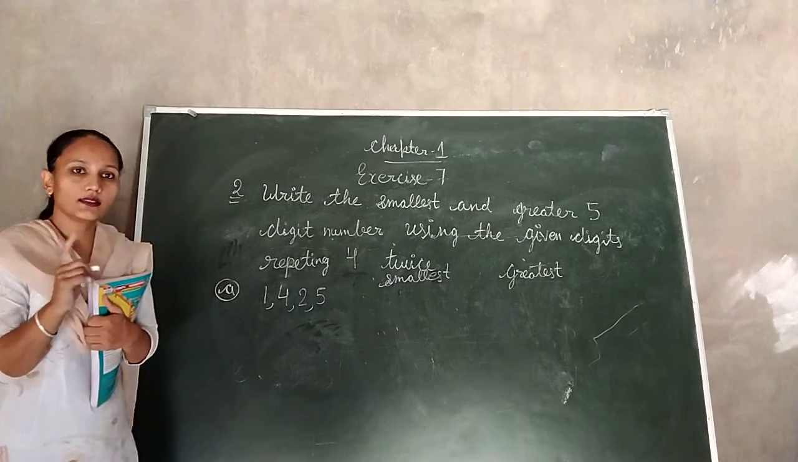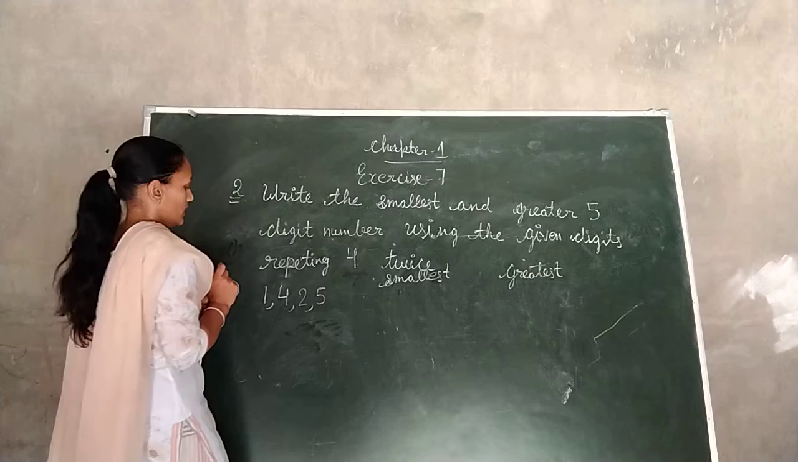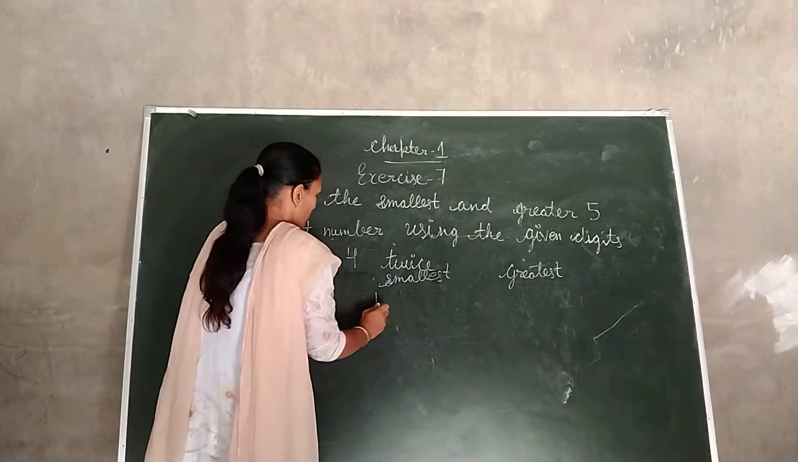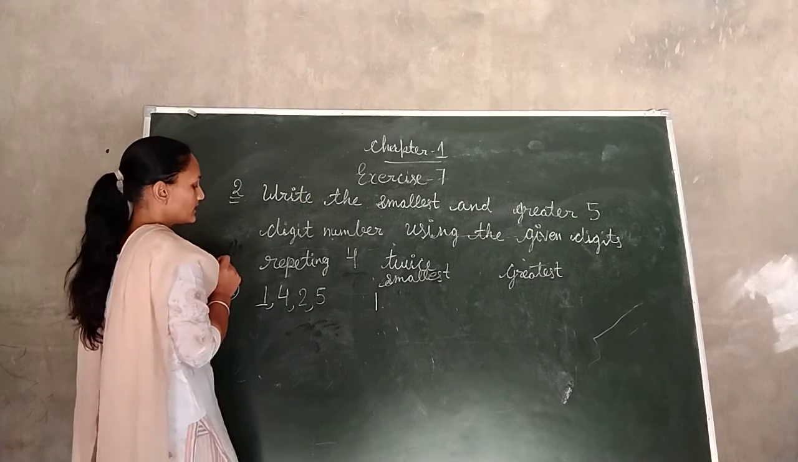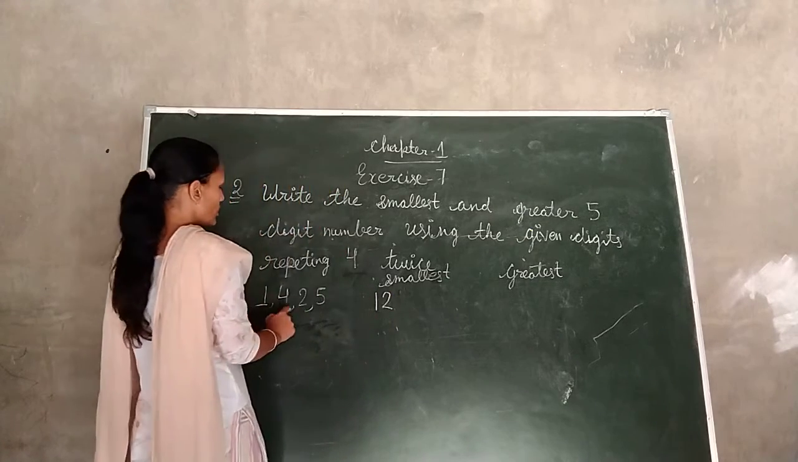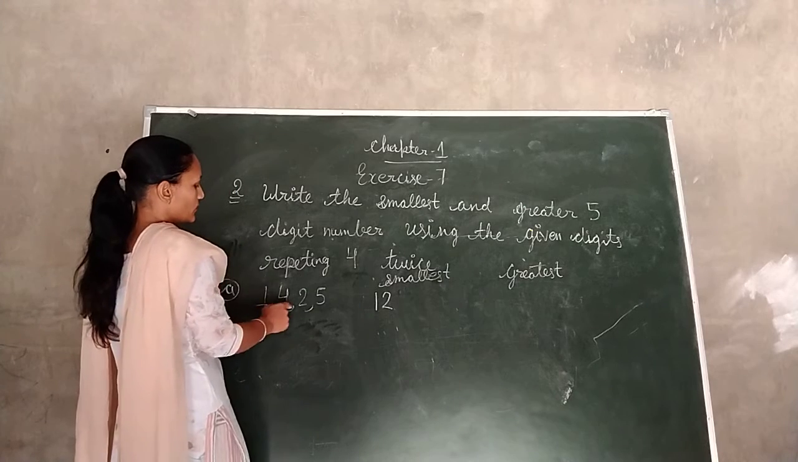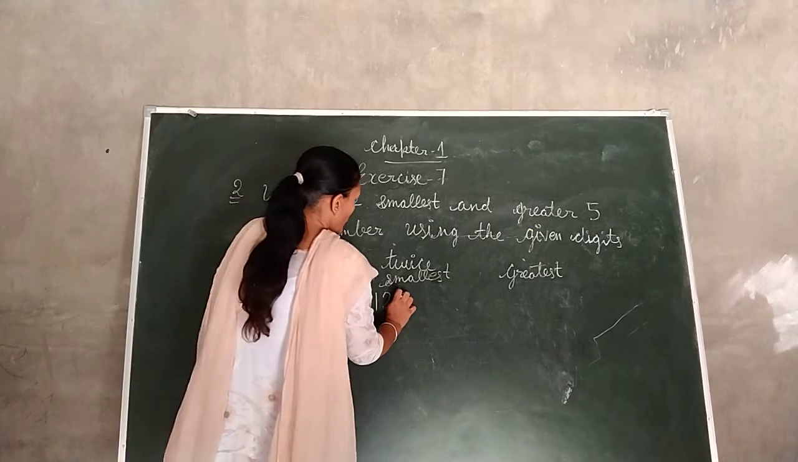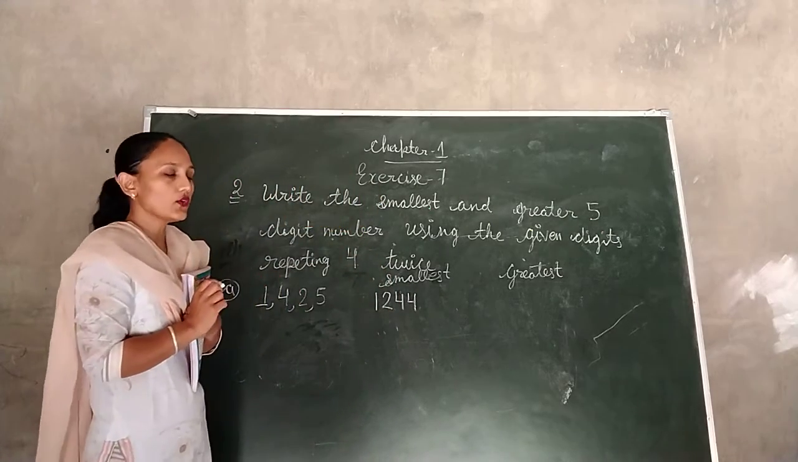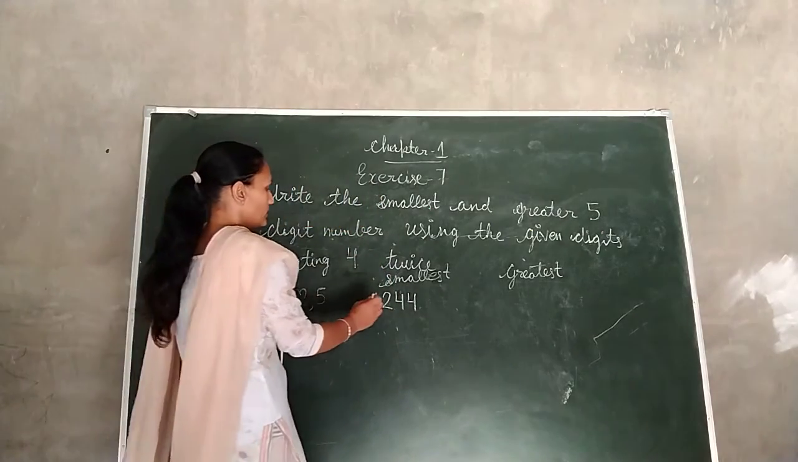So when we have to make the smallest, we have to arrange the digits in ascending order. So which is the smallest digit? 1. After that, which is the smallest digit among these digits? 2. Next, which is the smallest digit among these two digits, 4 and 5? 4. But we have to repeat 4 twice. So we will write 4 two times. Next, 5.